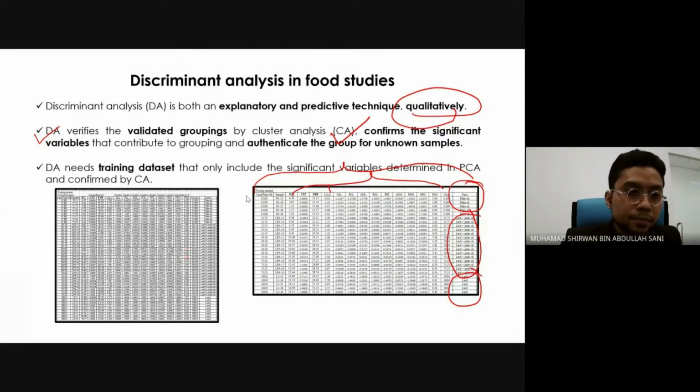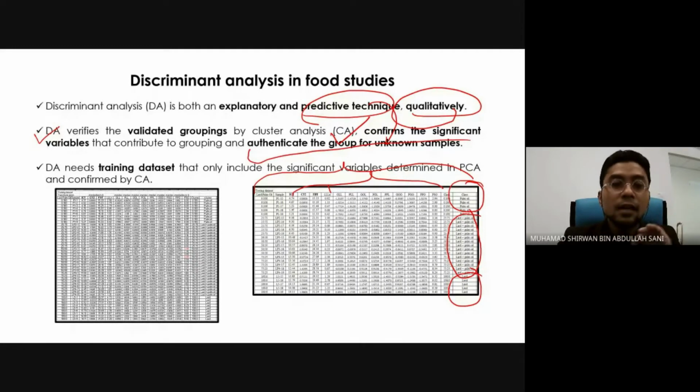Since the DA has the capability of prediction, we say DA can authenticate the group of unknown samples. So this one complements this one, this authentication of the samples.